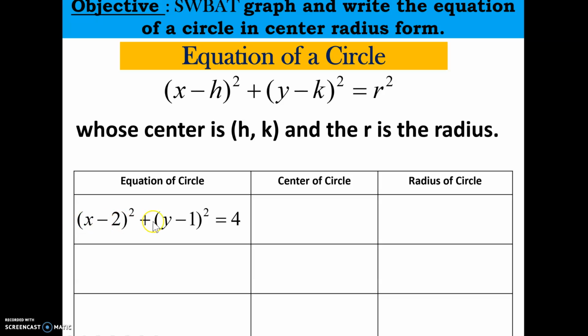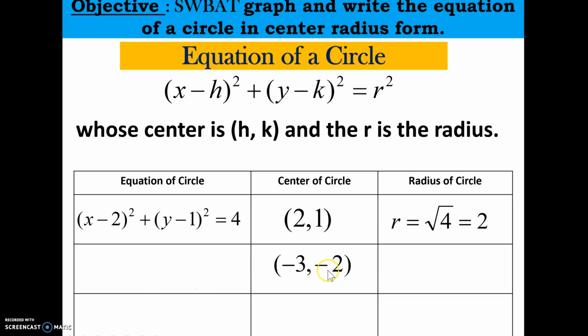So if we have an equation, x minus 2 squared plus y minus 1 squared equals 4, the center is going to be positive 2, comma 1. They're both positive. The radius is going to be square root of this number here, which is 2.